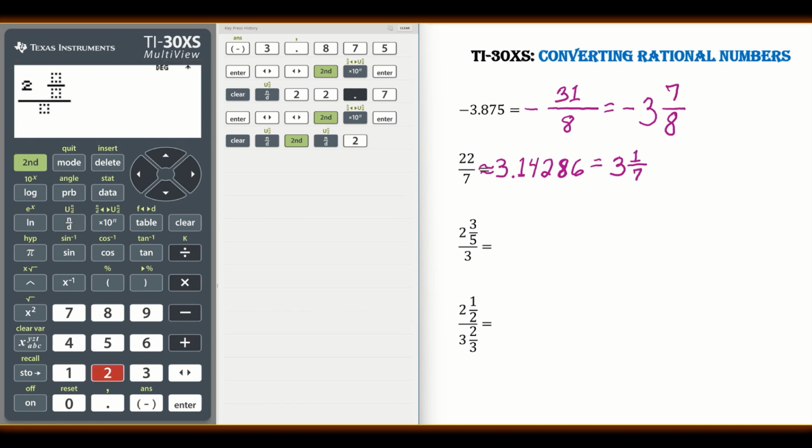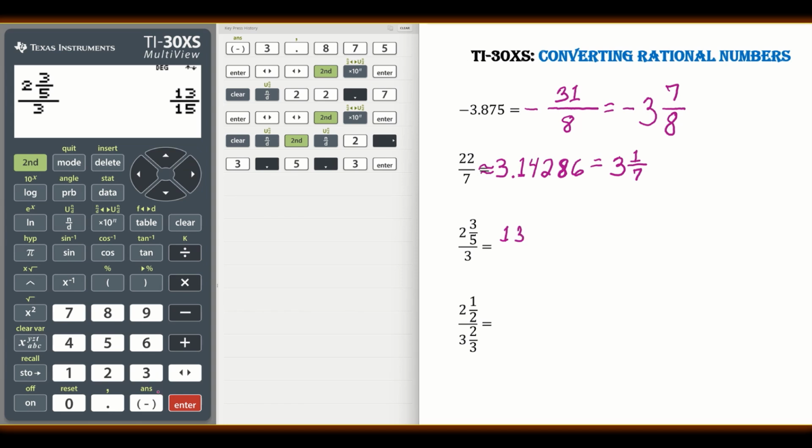Okay, so we have 2 first, that's our whole number. We go over, and we have 3. Arrow down, we have 5. Arrow down to the denominator, put in your 3, and let's push enter. Okay, great. It gives us a nice fraction, 13 over 15. I could actually write better than that. Let's see here. There we go. 13 over 15.